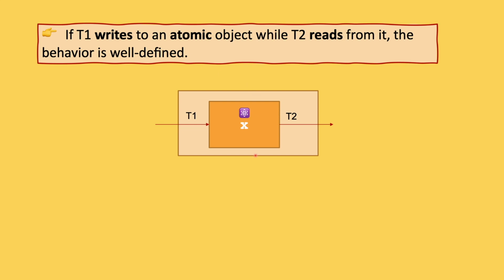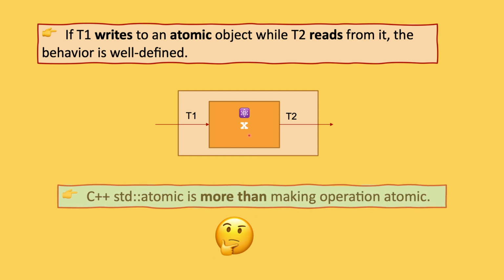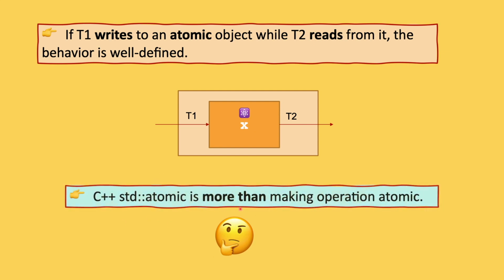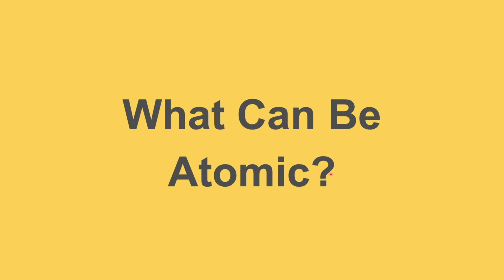But if this is what std::atomic brings, and it's very simple, why does everyone say std::atomic is so confusing and so hard to use? That's because there's much more to std::atomic than just making the operations atomic. We will get to this soon. But before that, let's see what can be atomic.